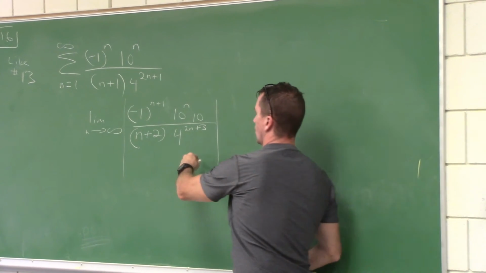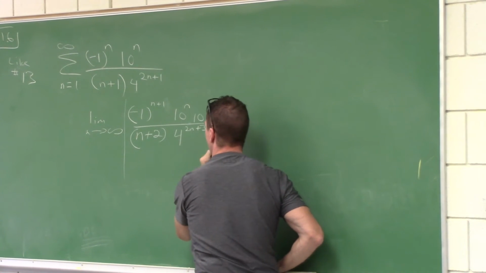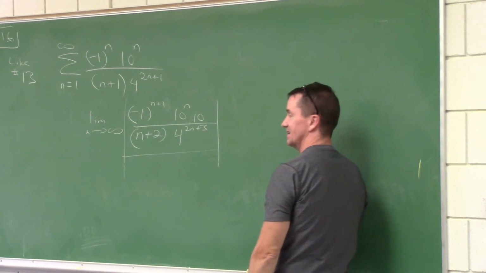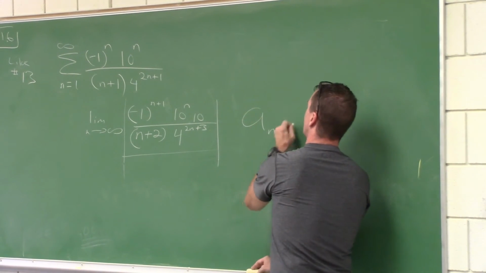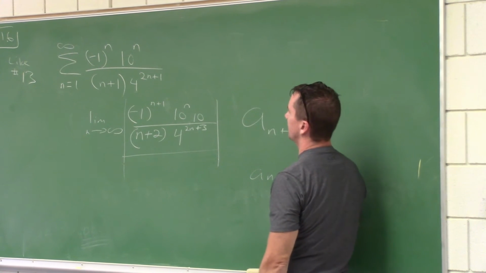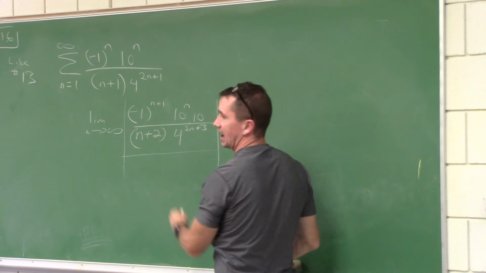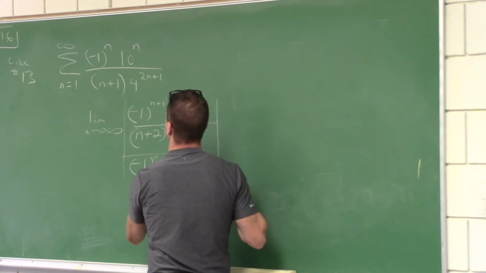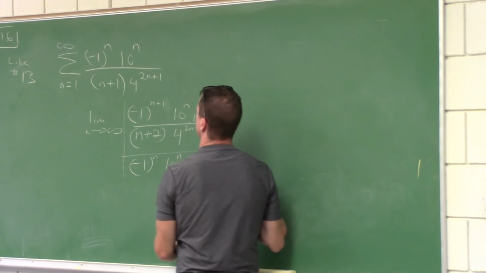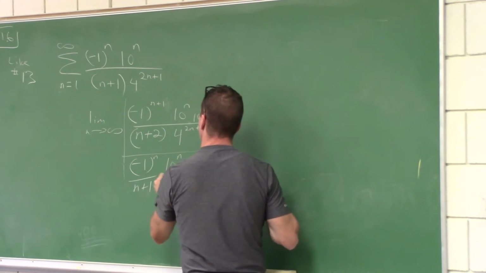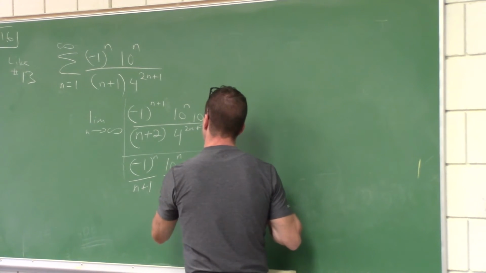Now, what do I have to divide it by? That's a sub n plus 1, isn't it? You got to divide by a sub n. What's a sub n? Just everything I have. Now here, I'm going to write down the original expression. You got 10 to the n. What else you got? n plus 1. And you have 4 to the 2n plus 1.